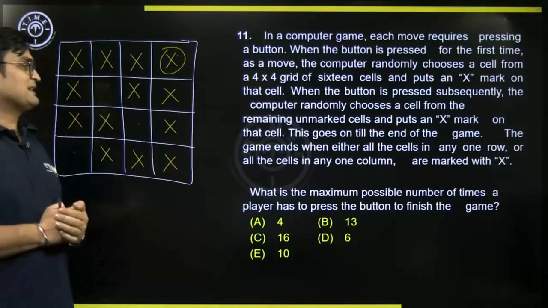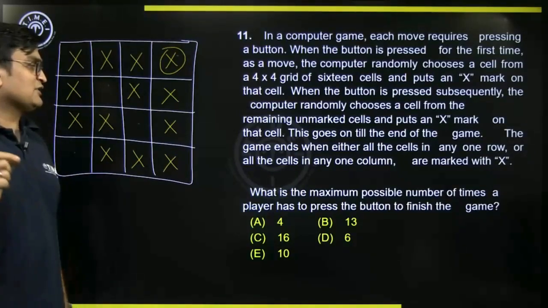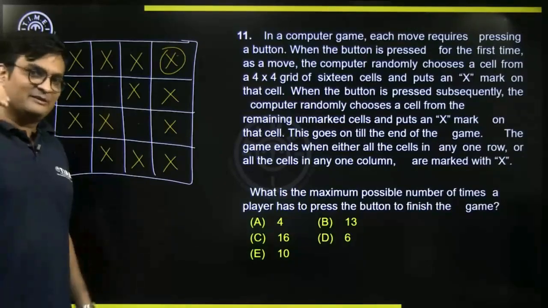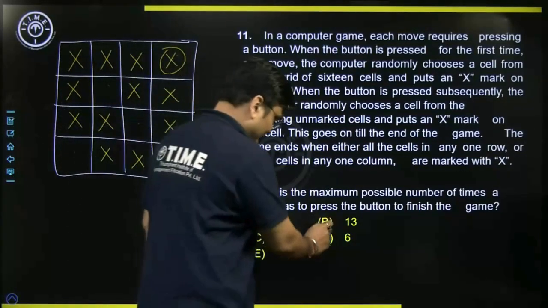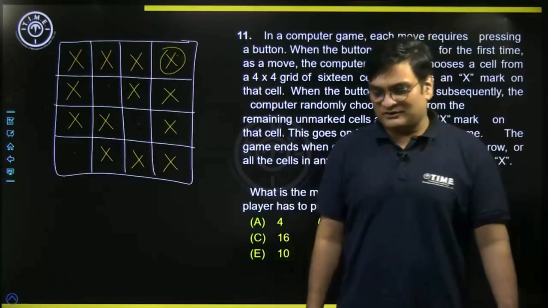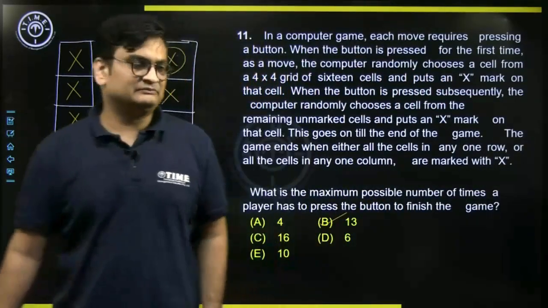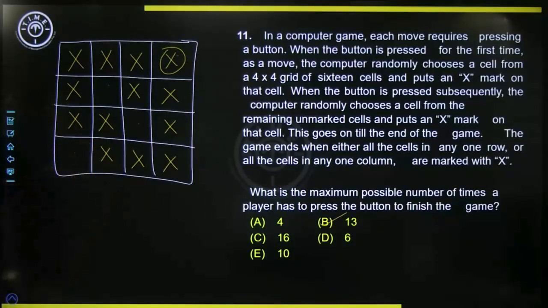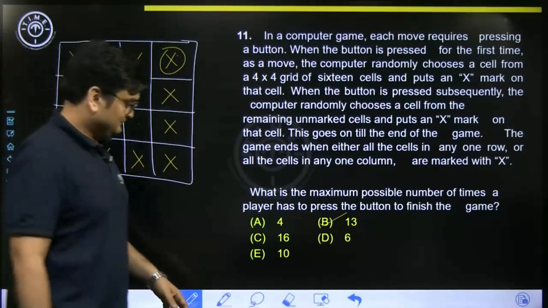The question was, what is the maximum possible number of times a player has to press the button to finish the game? So 12 by ensuring that the game doesn't end, and 1 more. So thus 13. Fourth option choice must be the correct answer. I hope we are clear in the manner in which we have placed the X's in the cells.